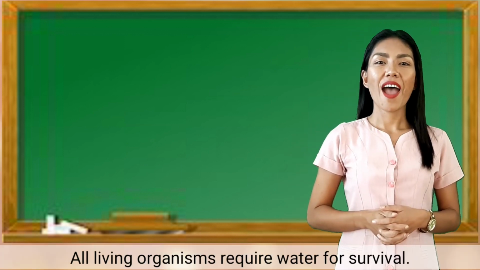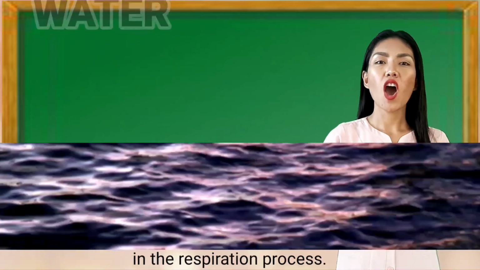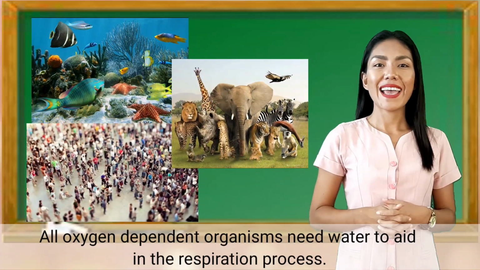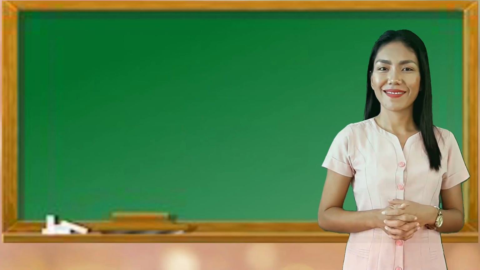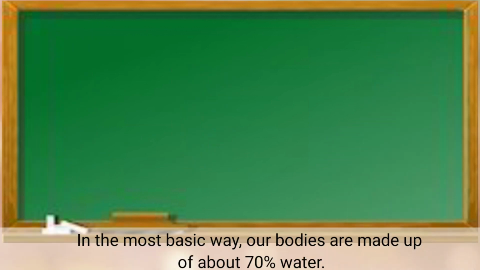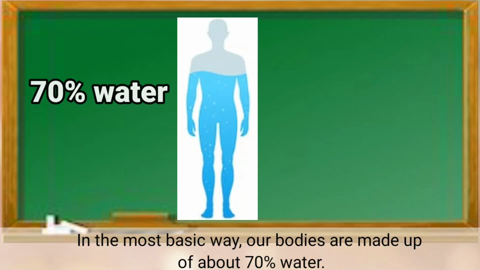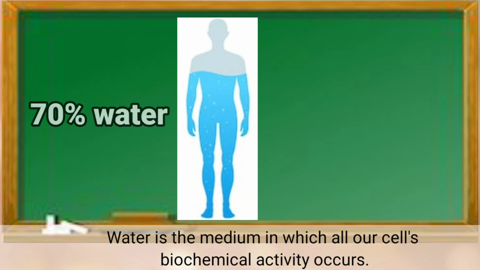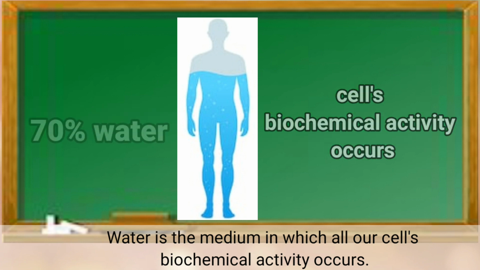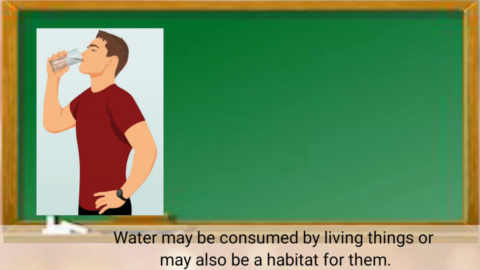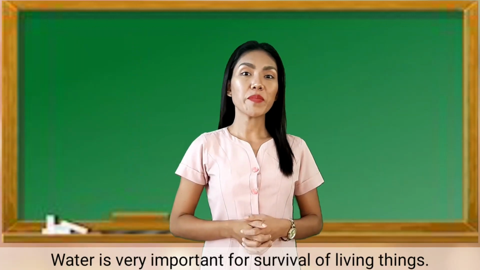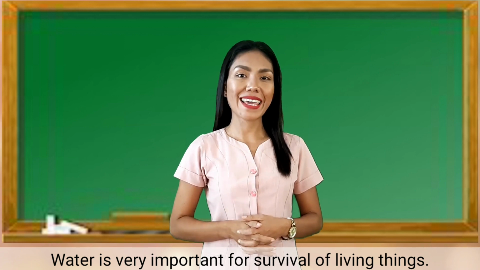All living organisms require water for survival. All oxygen-dependent organisms need water to aid in the respiration process. In the most basic way, our bodies are made up of about 70% water. Water is the medium in which all our cells' biochemical activity occurs. Water may be consumed by living things or may also be a habitat for them. Water is very important for survival of living things.